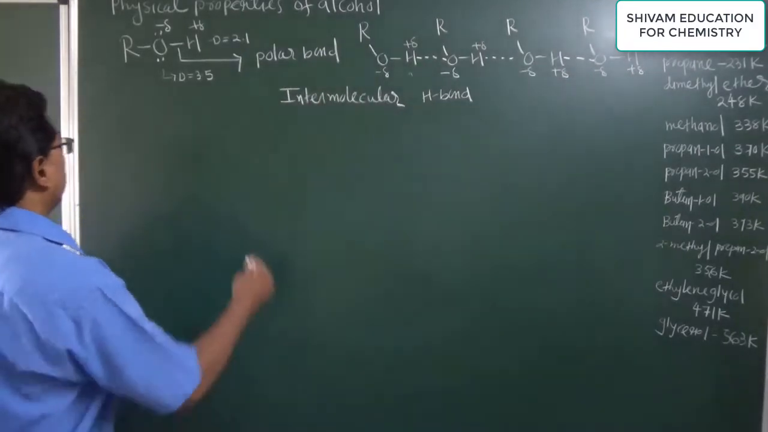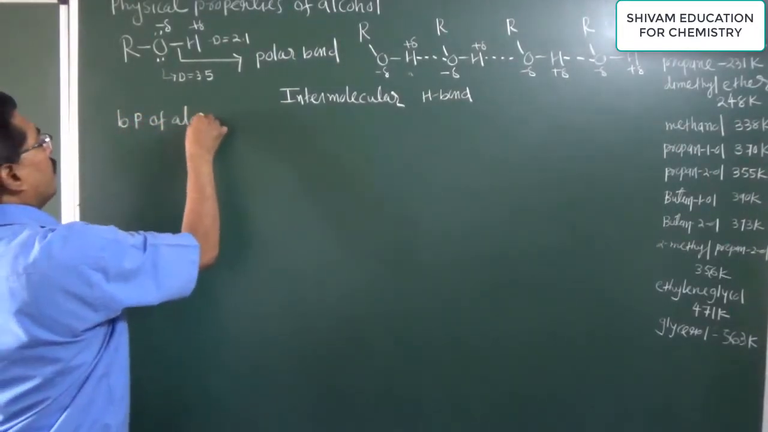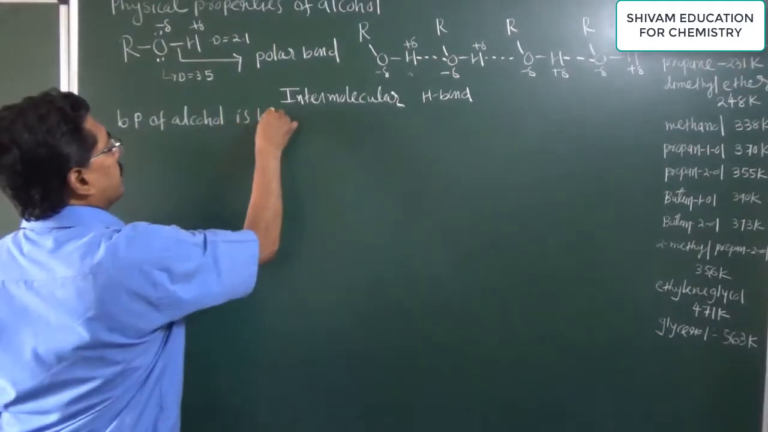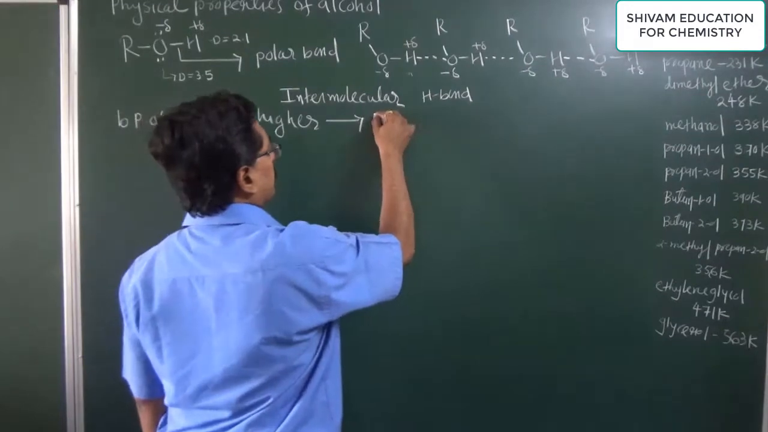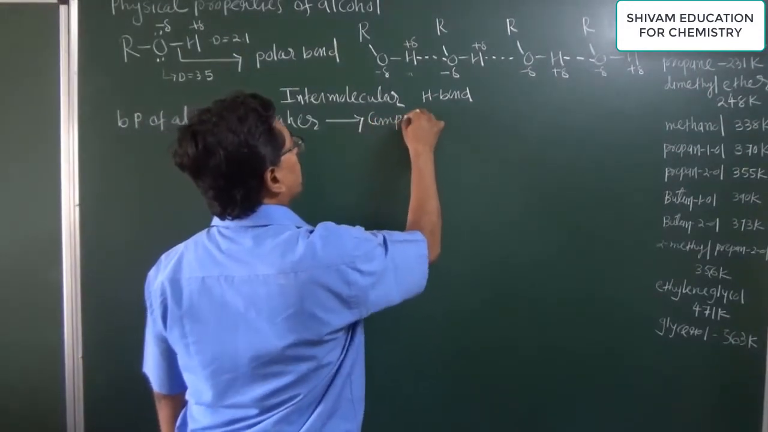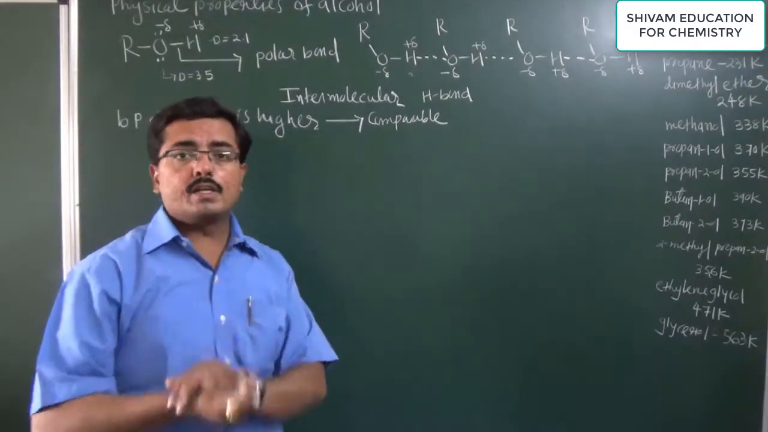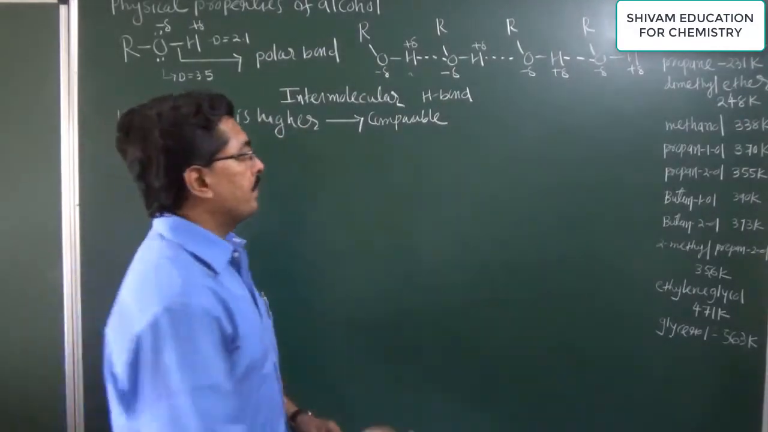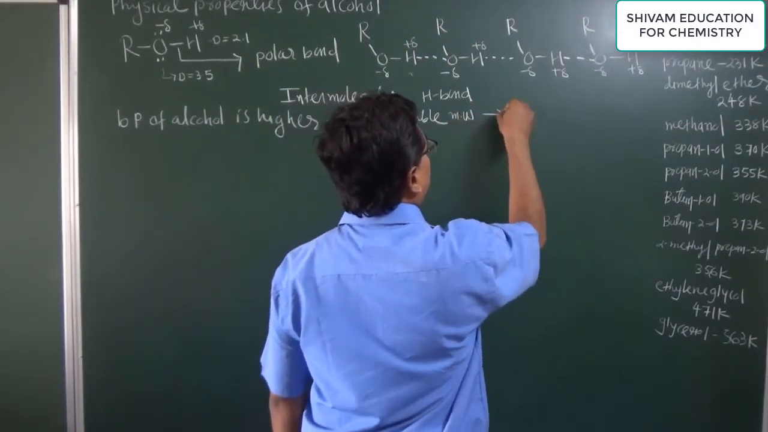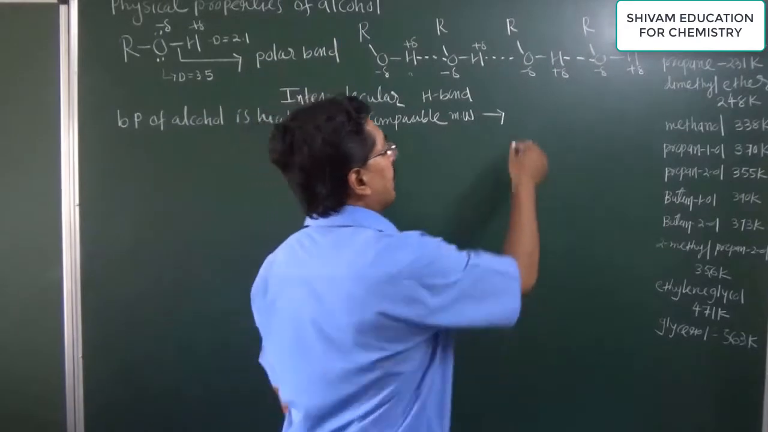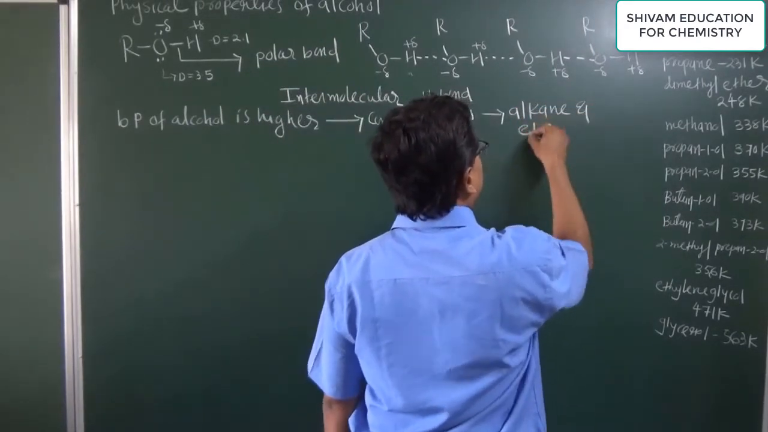Therefore we can write, first point: the boiling point of alcohol is higher as compared to alkane as well as ether of comparable molecular mass. Comparable means equal molecular mass or almost near molecular mass.